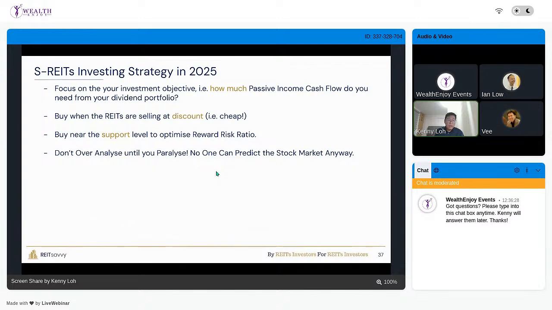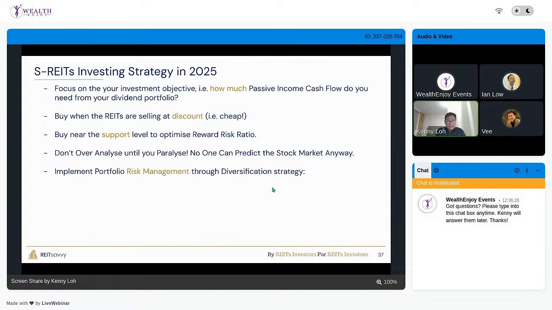And do take note, don't overanalyze until you're paralyzed, because really no one can predict the stock market anyway, especially with Trump now. The market can be very volatile and also very much news driven. If you are investing based on the news itself, your investment strategy will go haywire.